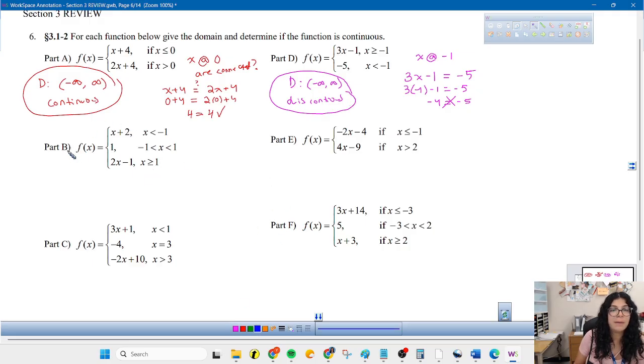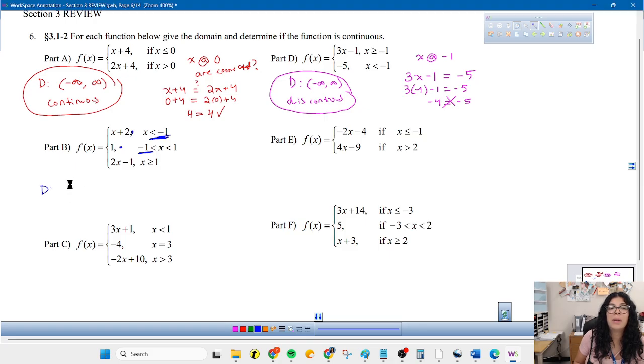All right, for part B. This one, I don't even have to try to check are they continuous or not because there is a hole. Okay, remember a hole is a part of the domain that does not exist, that there is a break. Notice that we're using this first equation to the left of -1, and we're using the second equation between -1 and 1, but we're not including -1, and -1 is not included either here or here. So there is a break in the domain here fully, okay?